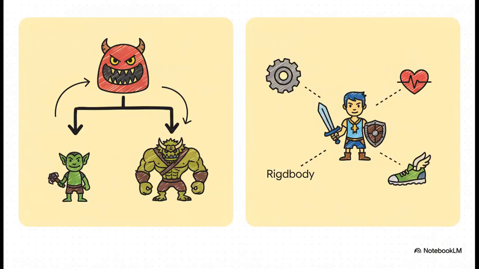So here's the absolute key difference, side by side. Inheritance on the left is all about that is-a relationship. A goblin is an enemy. But composition on the right is about a has-a relationship. A player isn't a physics object, but it has a rigid body component that lets it interact with physics. It's not a health bar, but it has a health component. See the difference? We're just snapping on the abilities we need.